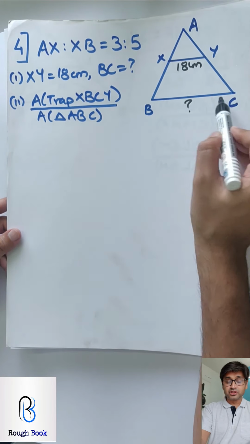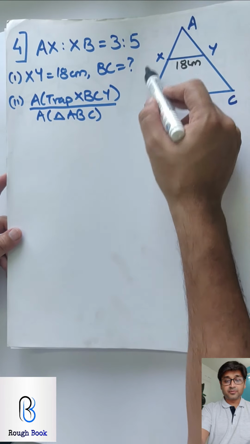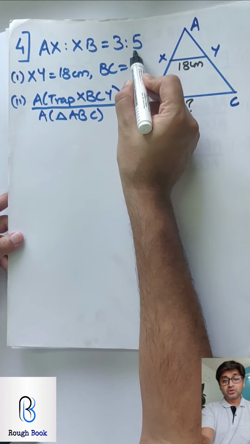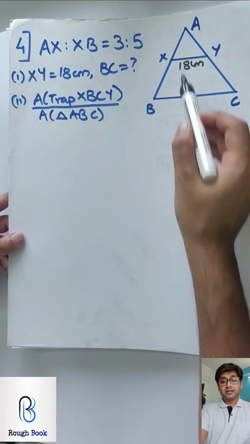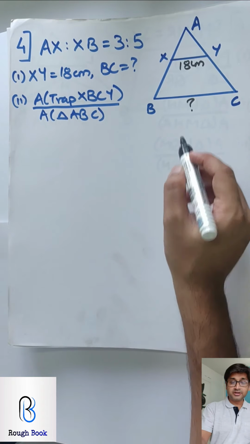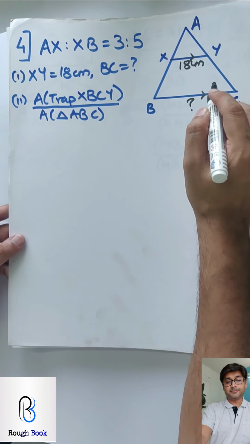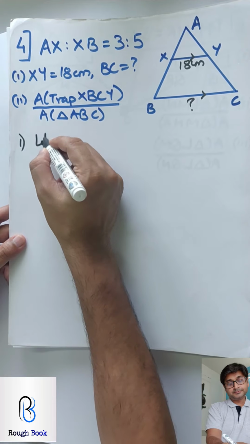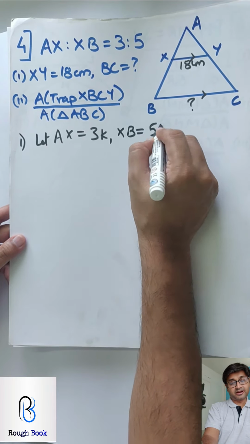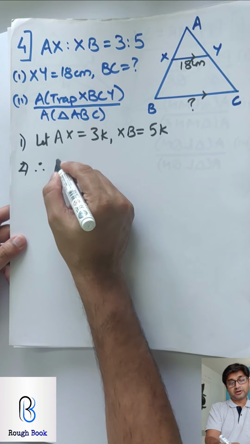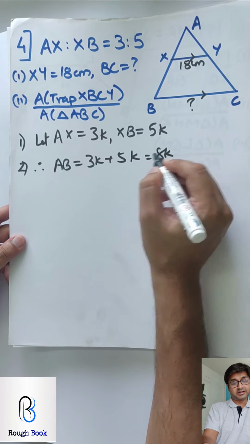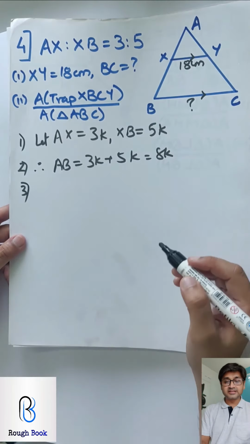For that you'll have to prove these two triangles similar, and AX upon AB, XY upon BC, CSST. Before that, get AX upon AB, then prove triangles similar, and then you will probably get this. You've already been given that these two lines are parallel. Okay, so let's hit it. Let AX be 3K and XB be 5K. So therefore AB will be 3K plus 5K, 8K. So we got this full as 8K.